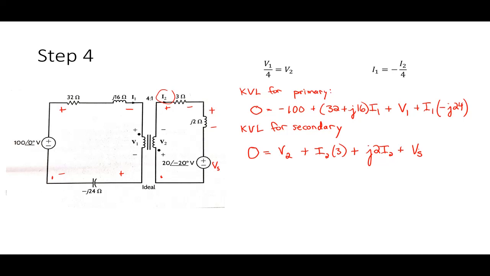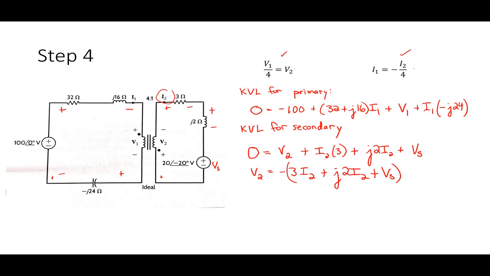Now what I have essentially here is 4 unknowns and 2 equations, but I can relate 2 of them together. Okay, so let's rearrange this here. I can say that V2 equals negative 3I2 plus j2I2 plus Vs, right? So I just rearrange that by bringing the V2 over to the other side.